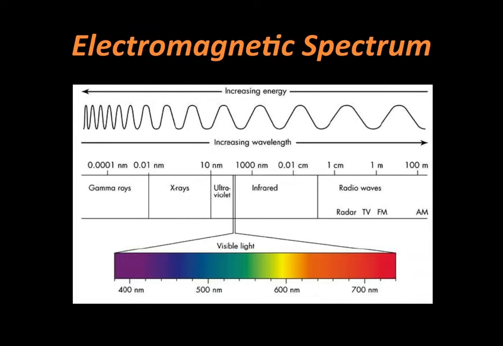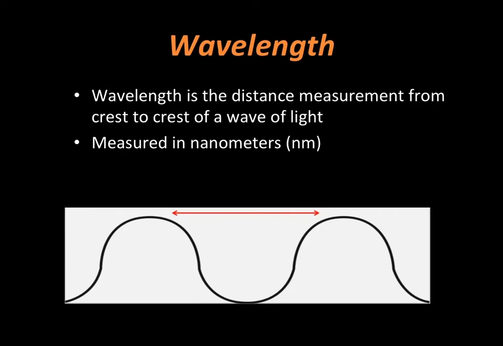The DenMat laser in particular is in the 110 nanometer range, which is not visible to the human eye. You can't see the emission, but the laser energy is still working. And these lasers are not in the X-ray wavelength, so you don't need to be worried about harmful radiation to the skin. Wavelength, as you remember from college or science, is the distance measurement from crest to crest of a wave of light, and it's measured in nanometers.